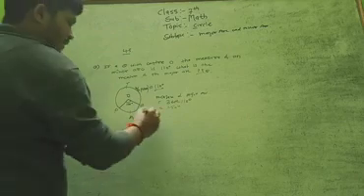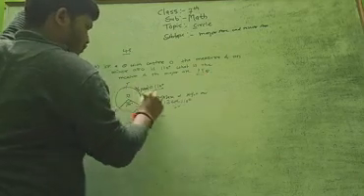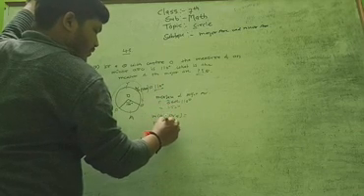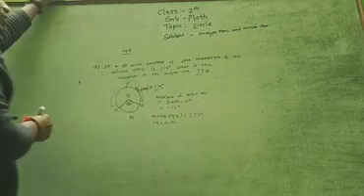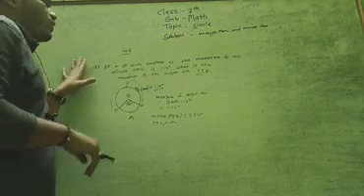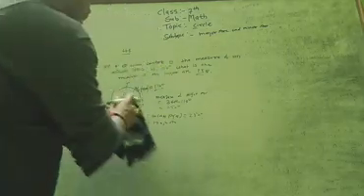So the measure of the arc PYQ, which is nothing but the major arc, is 250 degrees. So in this way we can easily find out the measure of a major arc and the minor arc.